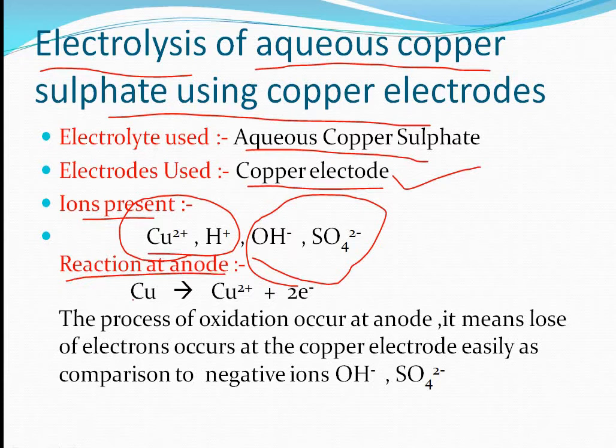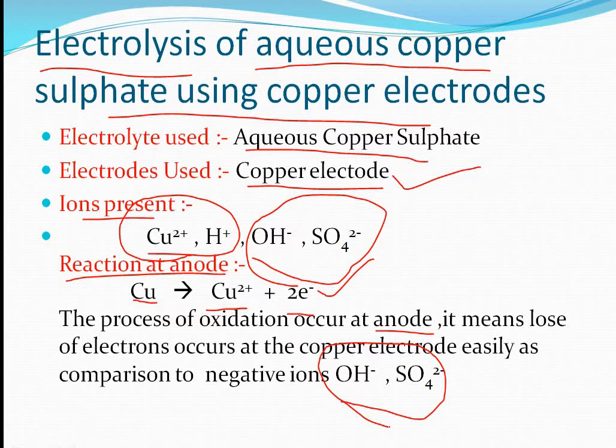So at the anode, Cu changes to Cu2+ with the release of 2 electrons, and this is a process of oxidation, as we know that the process at the anode is oxidation. It means there is a loss of electrons at the copper electrode. The copper electrode itself releases electrons very easily in comparison to the OH- and SO4 2- ions. If we compare them, oxidation of copper metal will easily occur at the copper electrode.